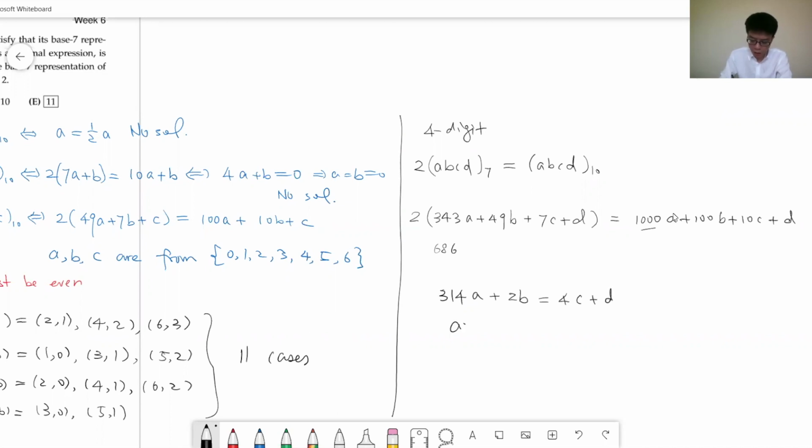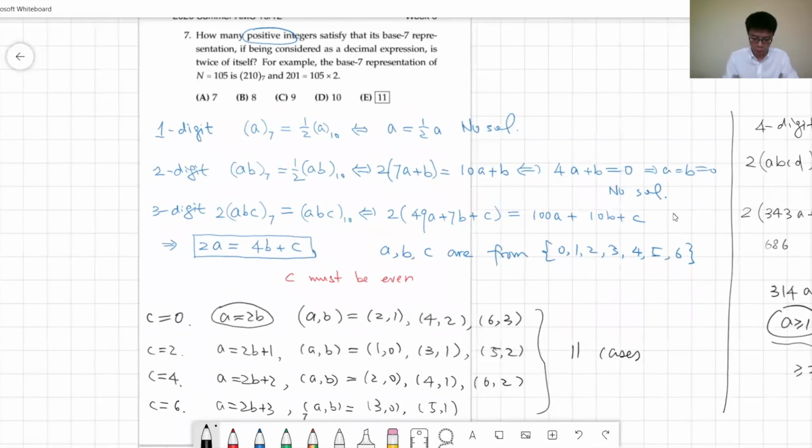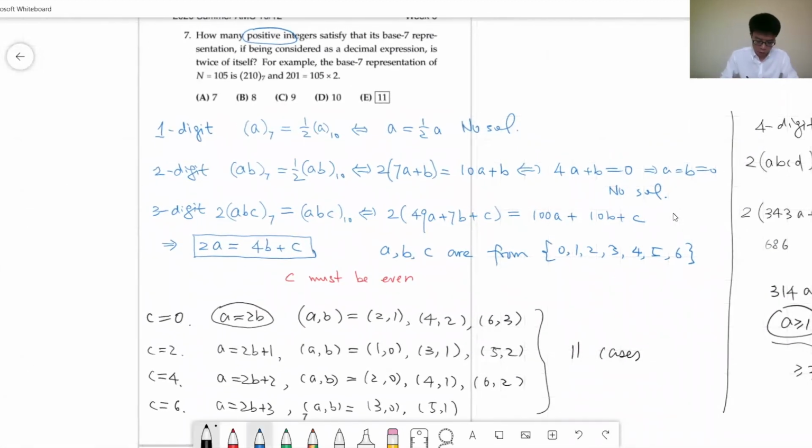Because A is at least 1, A cannot be 0. So the left-hand side is greater than or equal to 314. But the right-hand side is small, at most 4 times 7 plus 7. They cannot be equal. And a similar idea applies to numbers with more digits. So they are all impossible. So we can only have valid numbers among 3-digit numbers. So the answer is just 11. That's problem 7.